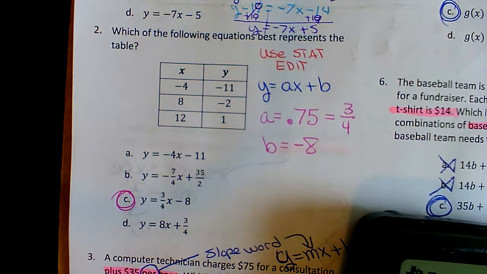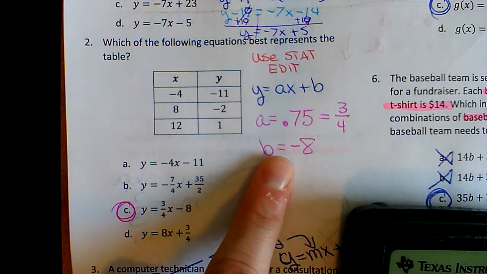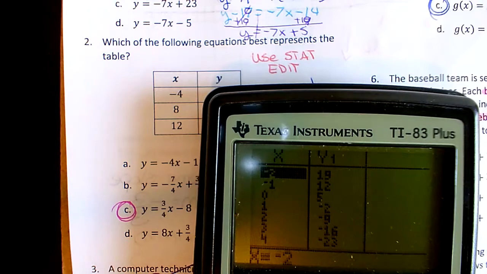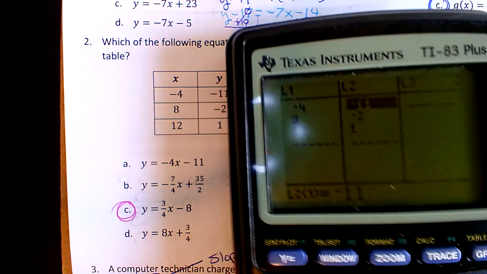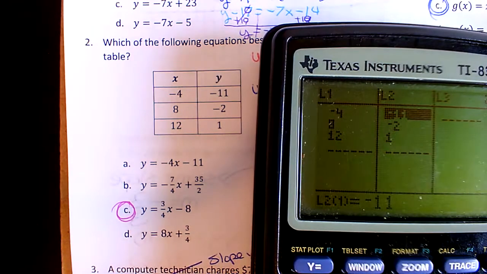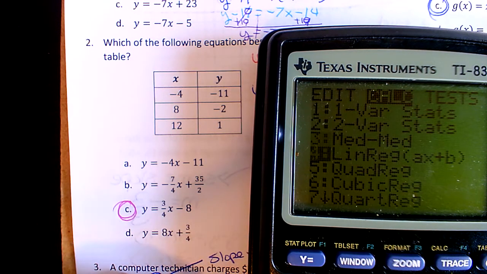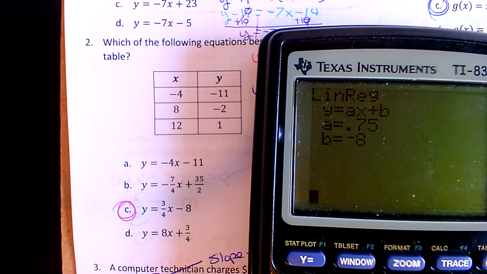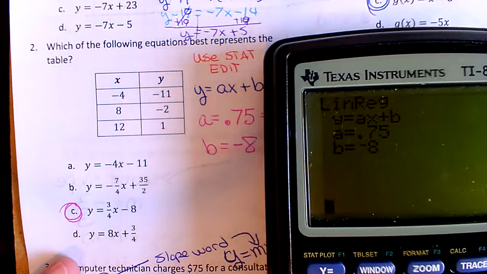Now in the next question, when they ask you which of the following equations represents the table, that's when you use that stat edit feature. So I'm going to go into my calculator, I go to stat, edit, I'm going to type in the table just like it looks right there. Then I press stat again, I'm going over to calculate, and we are selecting number 4 for a linear equation. And this is what I get. A is 0.75 and B is negative 8.